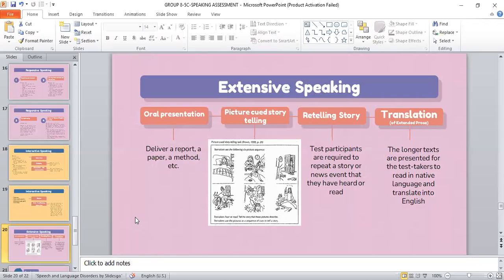And the last one is translation. Translation of words, phrases, or short sentences was mentioned under the category of intensive speaking. The longer texts are presented for the test takers to read in the native language and translate into English. The next slide, please.